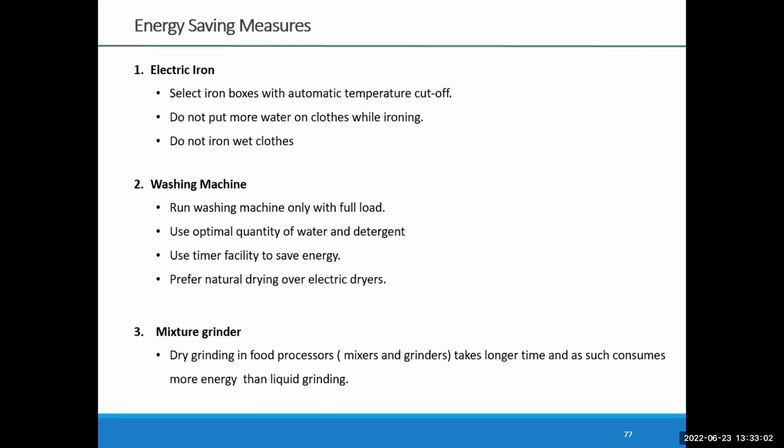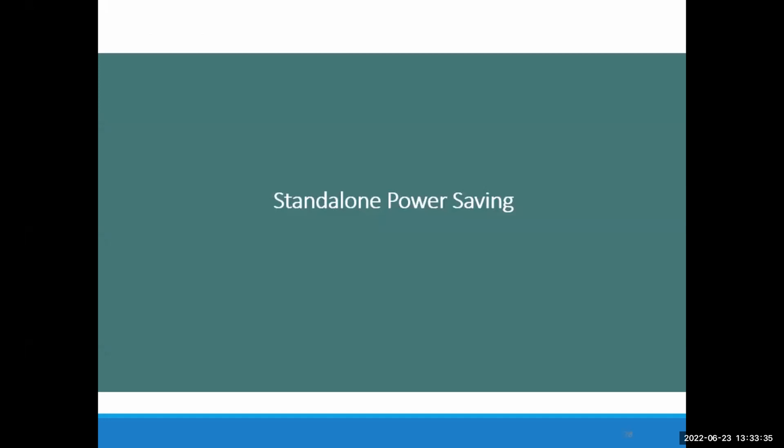Mixer grinders. Dry grinding in a food processor takes longer time and consumes more energy than liquid grinding. Normally when we are grinding dry items, like some dry leaves, they will simply be rotating and will not get ground properly, and we are using more energy to grind them. If it is a wet mixture, it will grind very quickly. That means you are making the motor work less time. Less time indicates less energy.